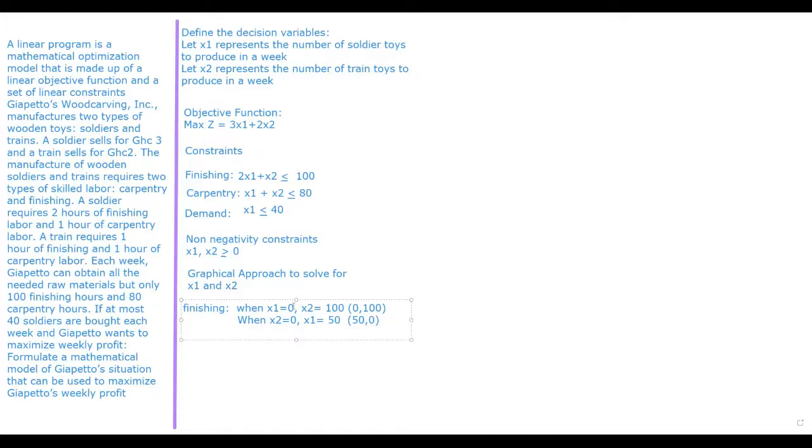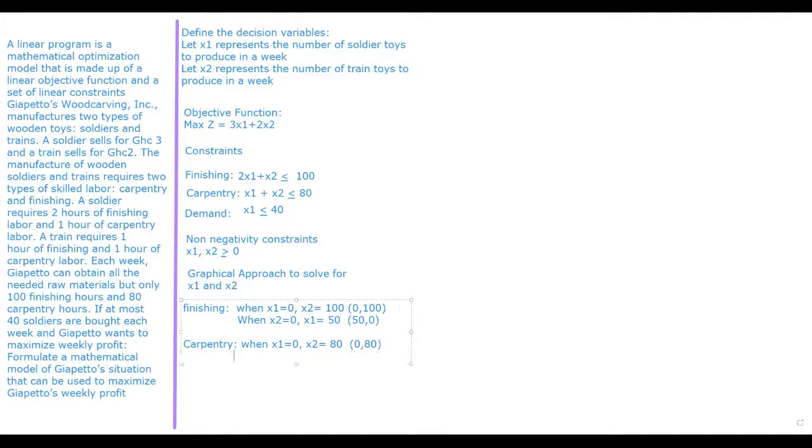So this is the coordinate for what? Finishing. Let's move on to carpentry. So the carpentry expression: when X1 is equal to 0, X2 will be 80. Then it will be 0, 80.